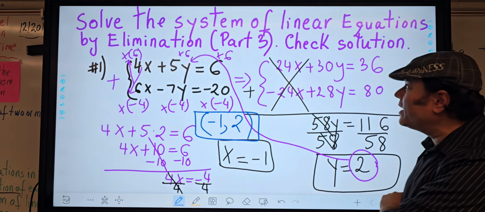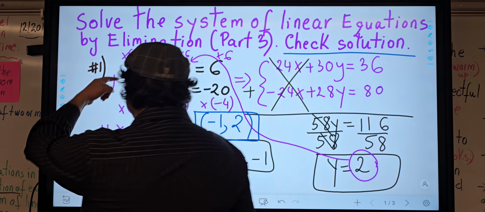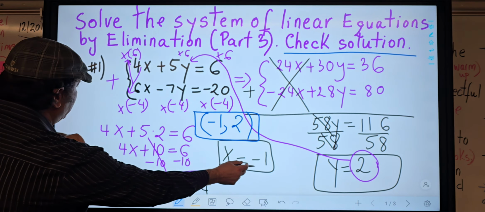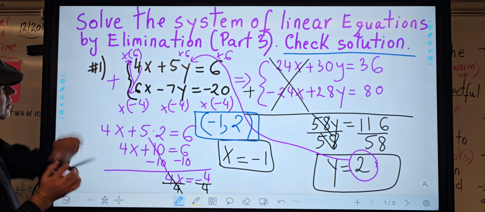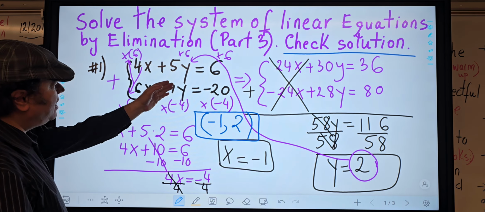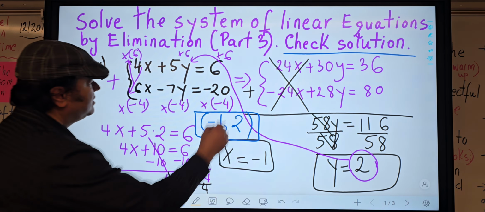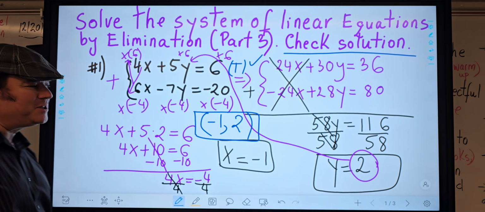Now let's check our answer, right? We need to check our solution. So instead of x, we are going to put negative 1, right? So 4 times negative 1 becomes negative 4. Plus 5 times 2 is 10. 10 minus 4 is 6. We get a true statement. So it works for the first equation.